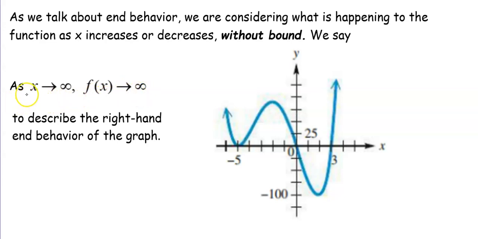What this is saying, as x goes to the right, f of x goes up. That's what happens at the right. The more to the right we go, the graph goes up. And we say that by saying as x approaches infinity, f of x approaches infinity.